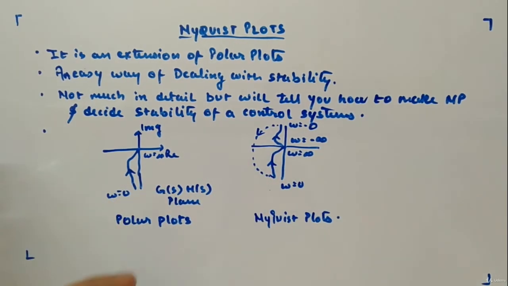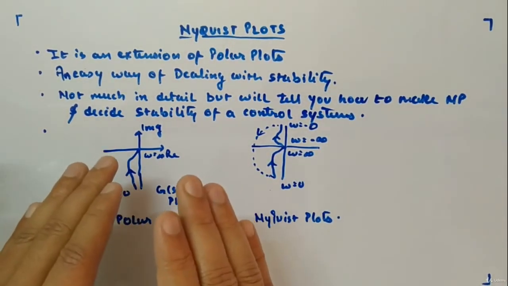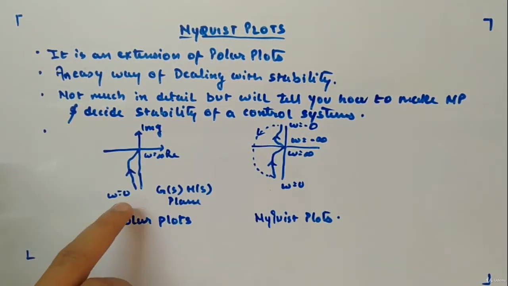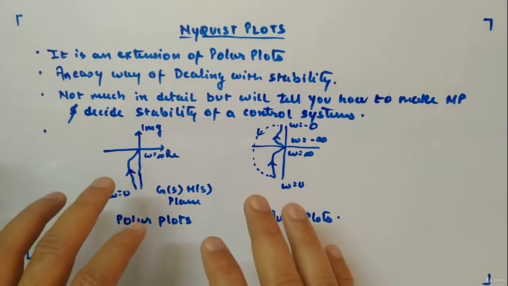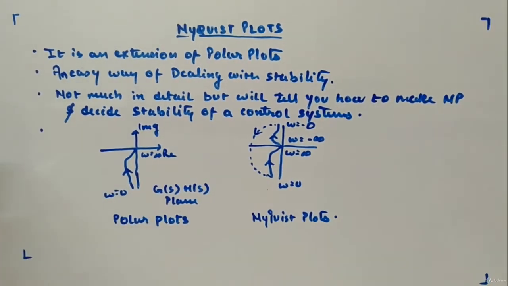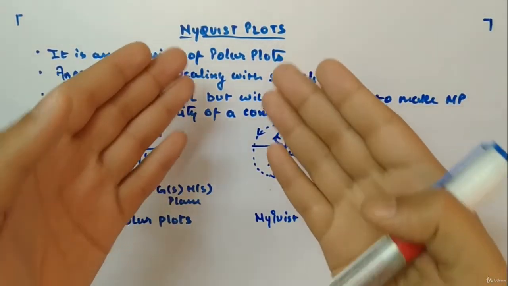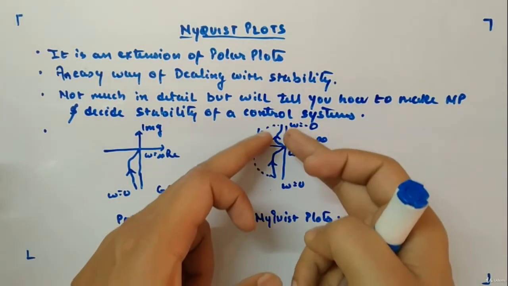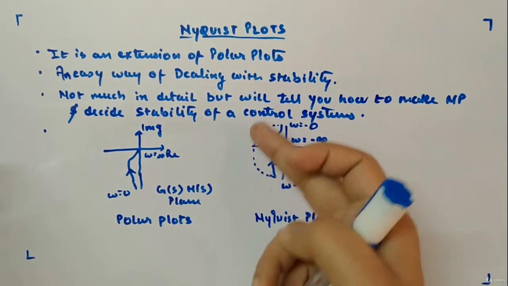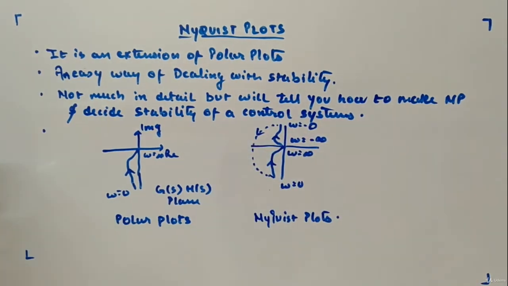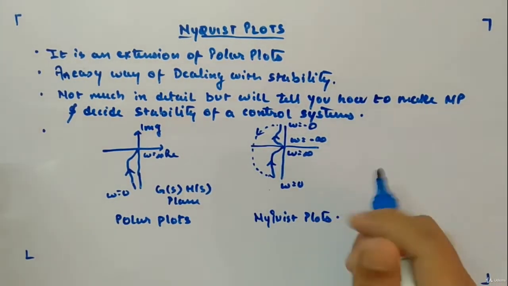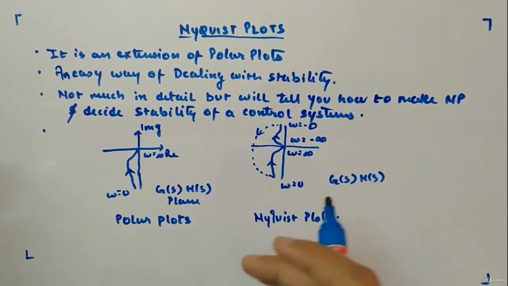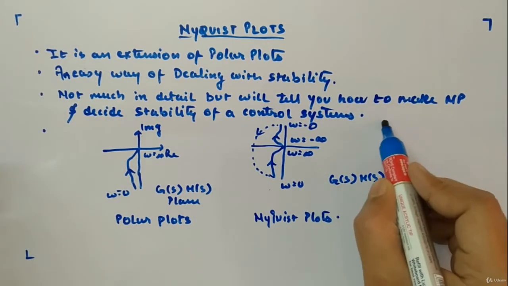You have to be very good at polar plots to move to Nyquist plots. So this part will be there, the polar plot we will make, and on top of that we are making the Nyquist plot. We will see how to make this dotted part, and plus this is the same as the GH(s) plane, and we will see how it is different from the S plane.